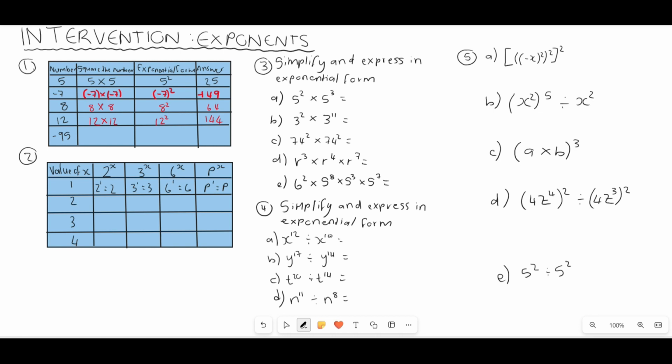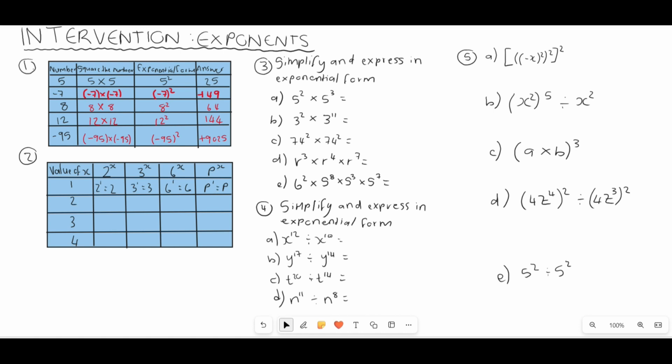144. Then in this case, we have another negative. So we have to go and put it in our bracket. So -95 times -95, both in brackets. And to write that in exponential form, we would again need (-95) squared. And if you go and say, okay, 95 times 95, and you would get 9,025, but it has to be positive because negative times negative gives me a positive. So that would be 9025.